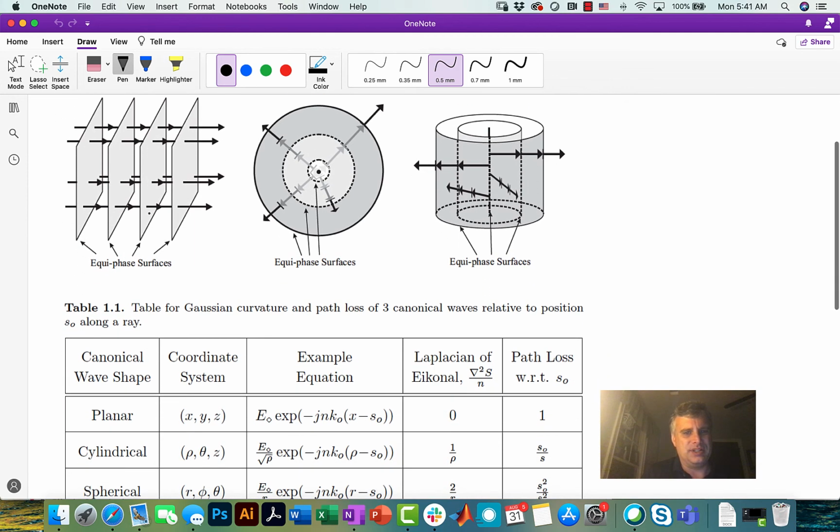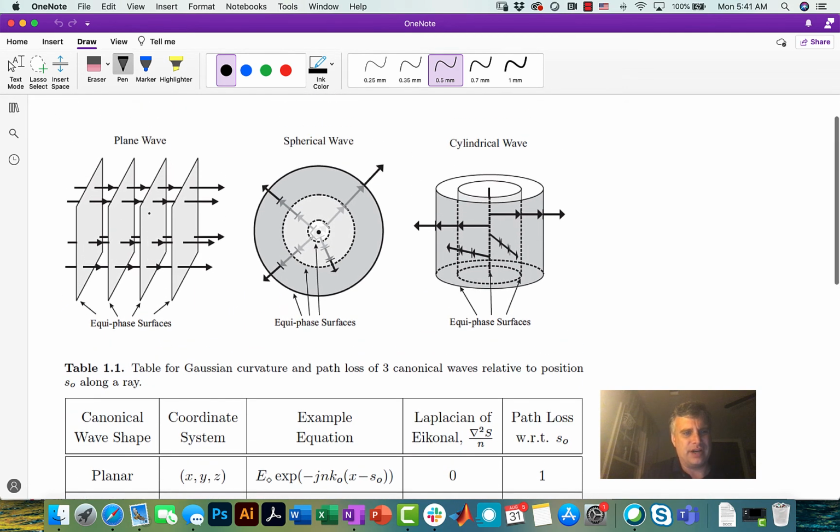Canonical wave types are ones that you've probably studied in classes before. You've got plane waves, spherical waves, cylindrical waves. And of course the geometry of these waves is determined by its equiphase or iconal surfaces. In a plane wave, all the equiphase surfaces are planes, so we call them plane waves. In a spherical wave, all the equiphase surfaces are spheres, so we call them spherical waves. In the cylindrical wave, we have a bunch of iconal or equiphase surfaces that are cylinders.